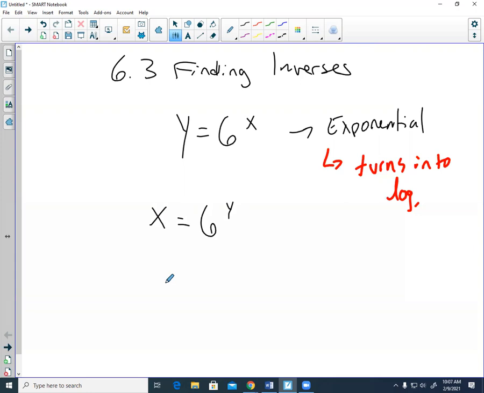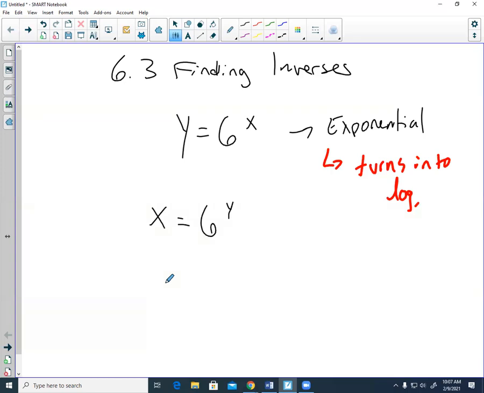Now we have to solve for y. This is the hard part, because as of right now, we don't know how to get y out of the exponent. This is where I always say, ask the question, what's happening? Right now there is an exponent, and we need to get that y down from the exponent. How do you undo an exponent? By a log. So we are going to have to use the inverse property of logs to cancel out the exponent.